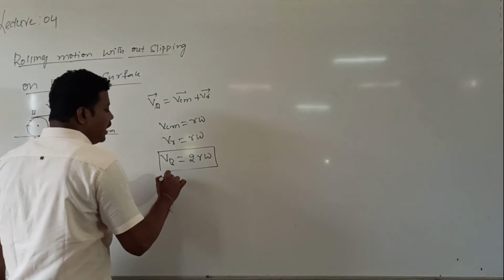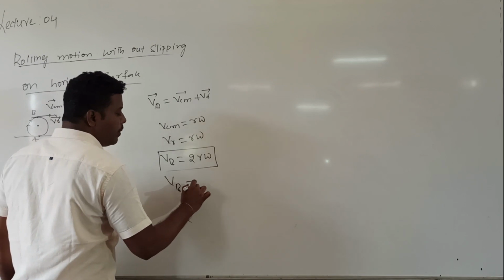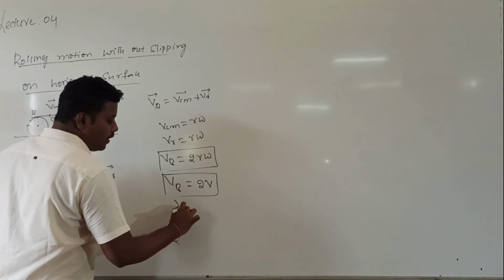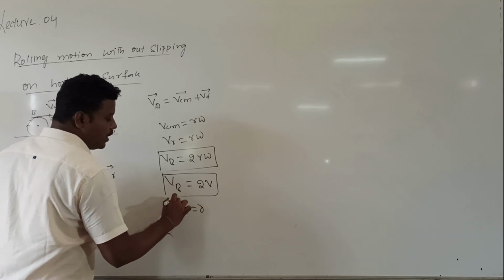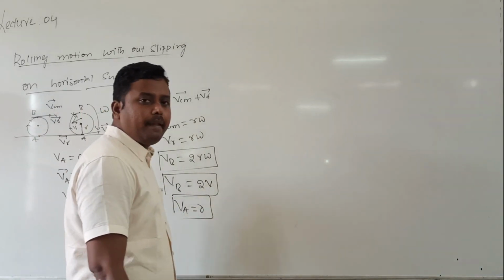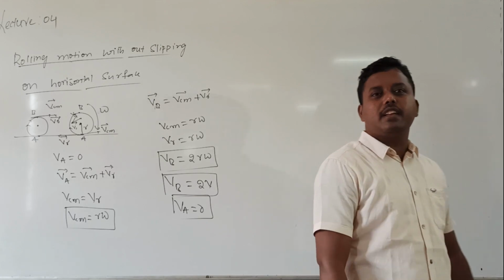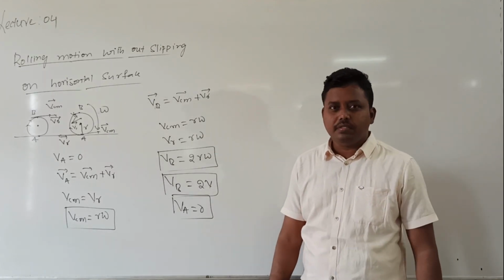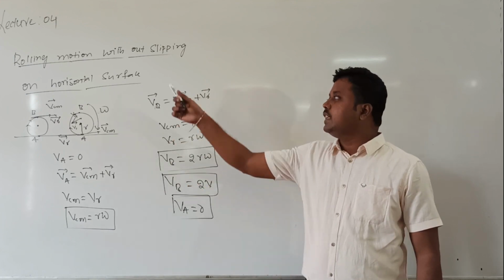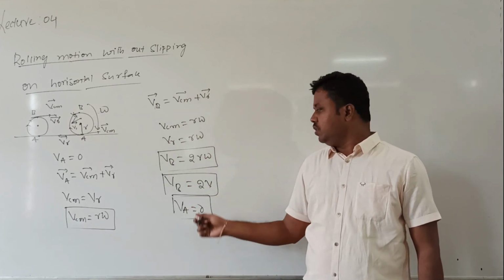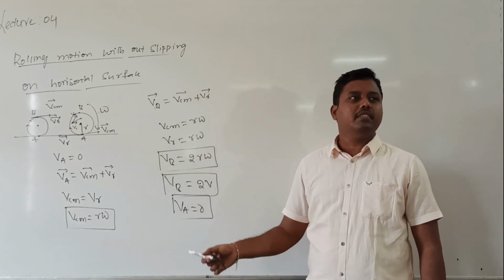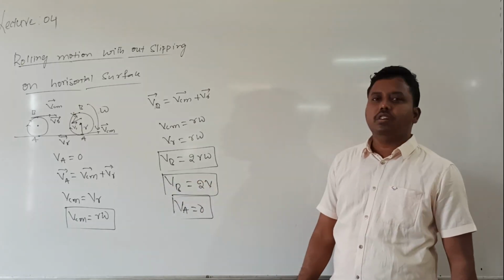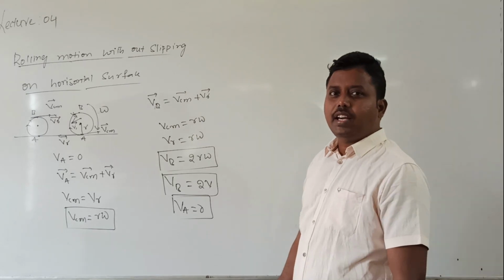If I call this R omega as V, then VB is equal to 2V, and VA is equal to 0. Understood now? Always remember, for the body to roll without any slipping, the velocity of the point of contact of the body with the ground should be equal to 0. And the velocity of the body at the highest point will be equal to 2 into V. If I call V the velocity of the center of mass, then the velocity at the highest point will be equal to 2V. Understood now?